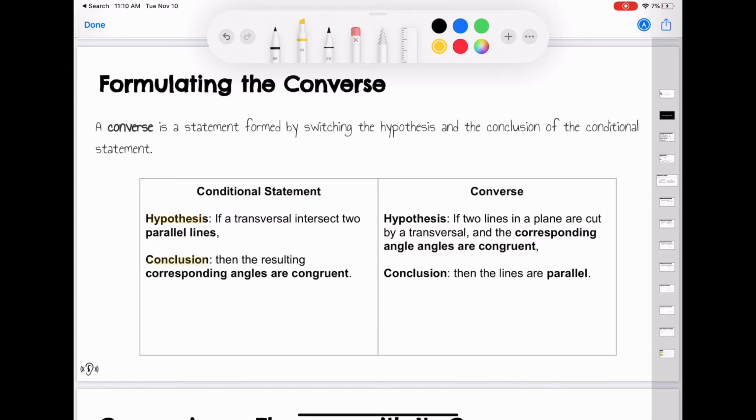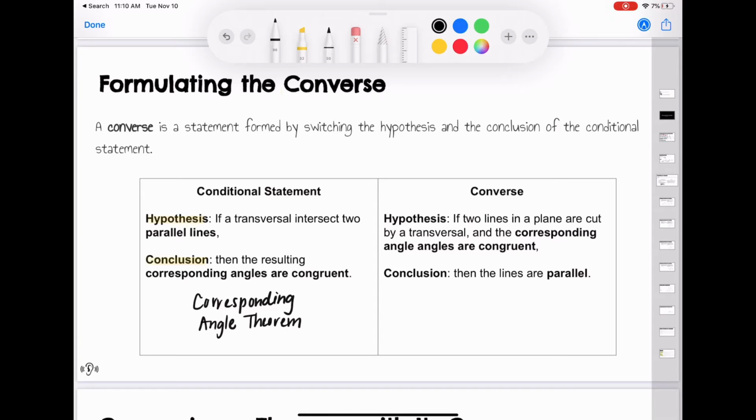All the different theorems that we looked at in Unit 3, Lesson 4 also have converses, and that's what we're looking at today. So our conditional statement is actually, if you remember, our corresponding angle theorem, which we looked at in Unit 3, Lesson 4.